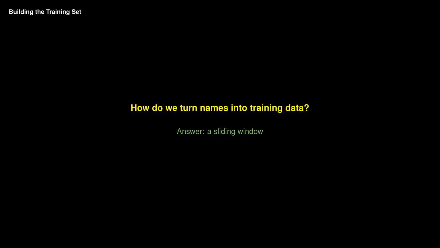Building the training set. We have our data set of names, but a neural network needs input-output pairs. How do we turn a name like Abid into training examples? The answer is a sliding window.